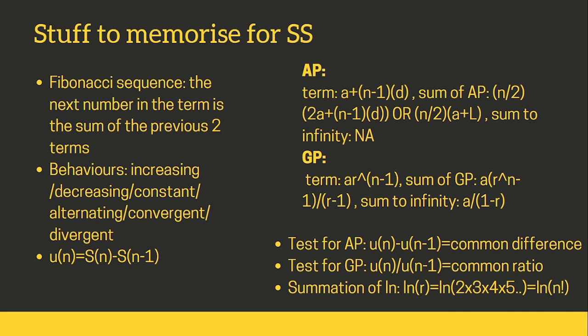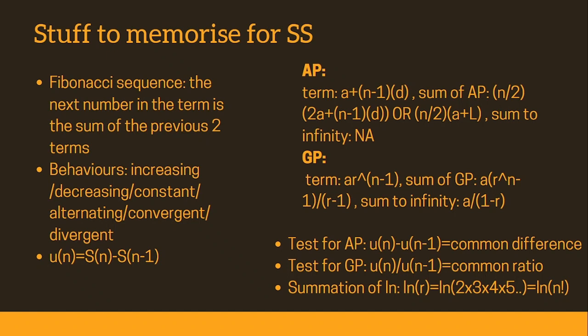In summary, these are some things you can memorize. For AP, the nth term will be A plus (n minus 1)d. The sum will be n over 2 times (2A plus (n minus 1)d), or n over 2 times (A plus L), where A is the first term and L is the last term. There's no such thing as a sum to infinity for AP. For GP, the nth term is A times R to the power n minus 1. The sum of a GP is A times (R to the power n minus 1) as the numerator, and the denominator is R minus 1. Your sum to infinity will be A over (1 minus R). For AP, you find the common difference; for GP, you find the common ratio.